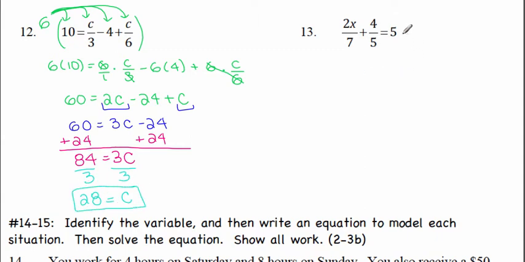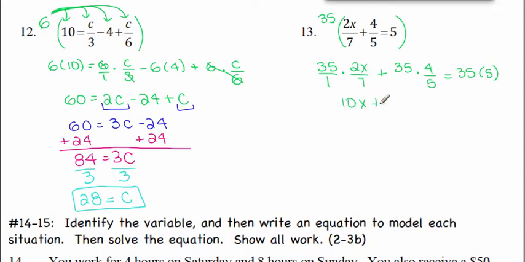I'm going to go through the same steps on number 13. I'm going to multiply by my common denominator, which is going to be 35. So now remember, when I'm multiplying here, that 35 is 35 over 1. So when I multiply, this is going to give me 10x. And when I multiply here, this is going to give me 28. And that's going to equal 175.